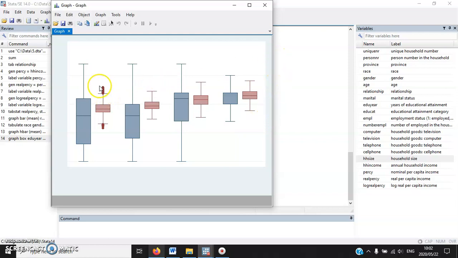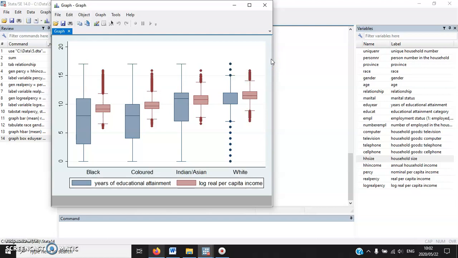I think probably these outliers, they are the culprits causing Stata to take so much time to generate a box plot. Done. Okay.